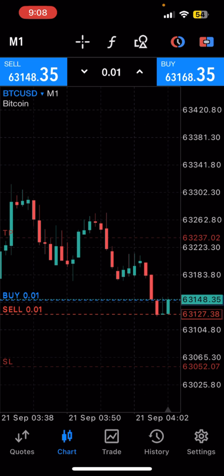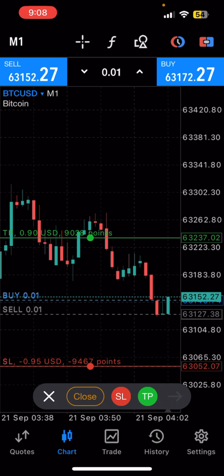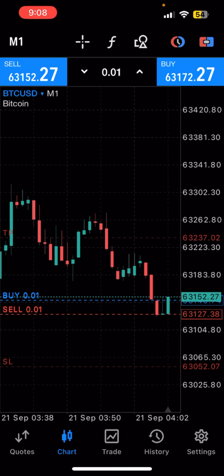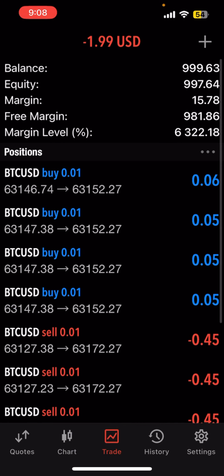So you want the market, or the green line, the price, to move up to your take profit, and you will get 90 cents if you win. And if you lose, you will lose 95 cents. Right? Proper risk management: try to only lose 1 to 2% of your account per trade.